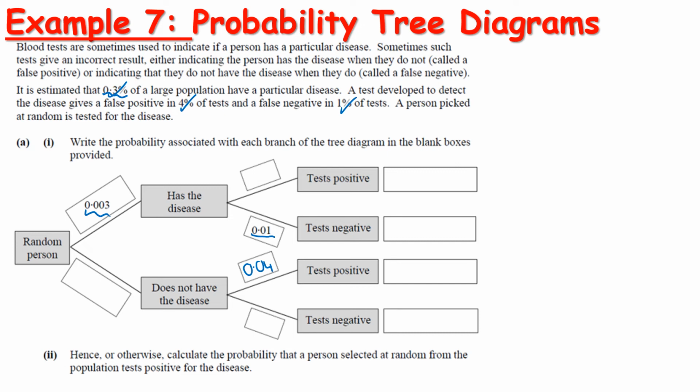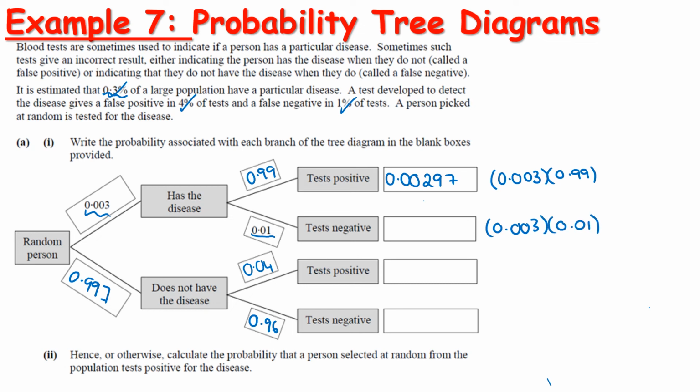So each branch should add up to 1. So we get 0.997 in here, 0.99 in here, 0.96 here, and then to work out the final boxes, it's going to be multiplying 0.003 by 0.99, and that works out as 0.00297. Here we get 0.003 times 0.01. That's 0.00003.